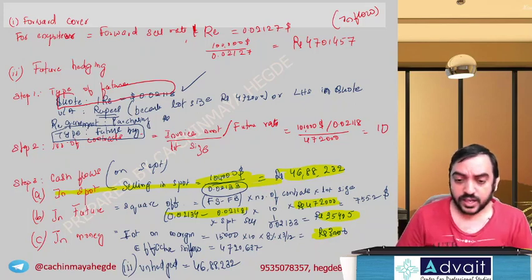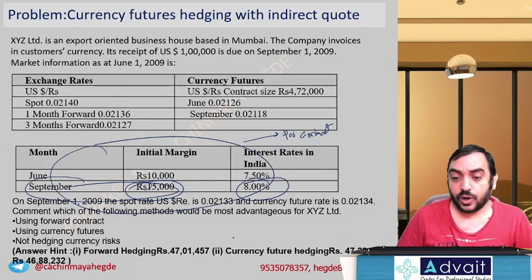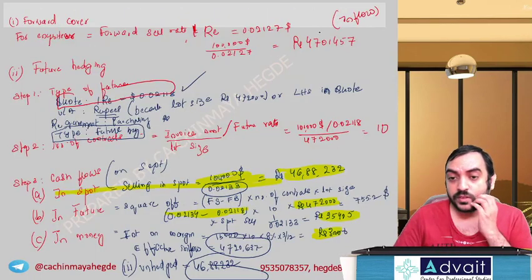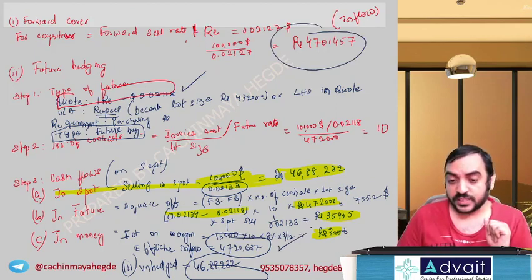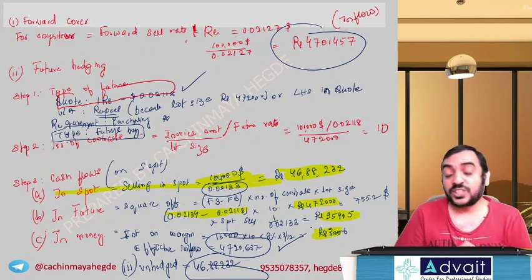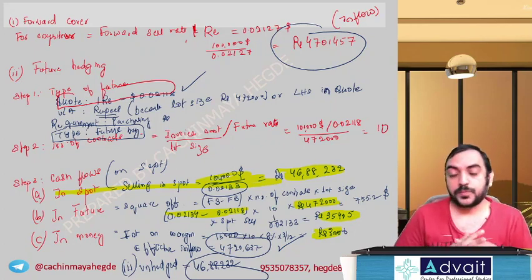Okay. Now, which is the best one now? 4688 232 or 4720 or future hedging how much? 4701. So which is the highest cash inflow for exporter? 4720 637. So based on this we can say future hedging is most advantageous.